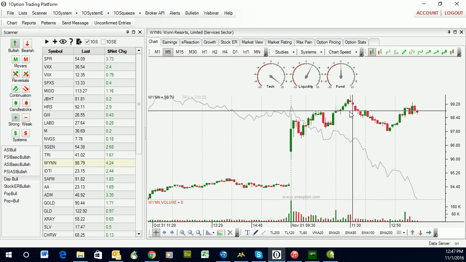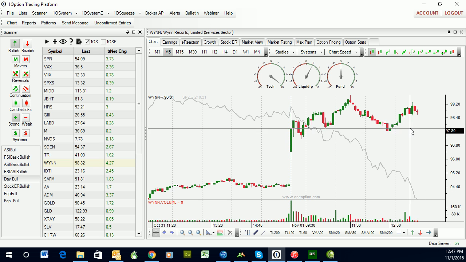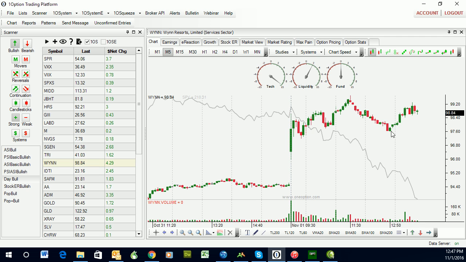And if you get a chance to buy it again right in this level right here, then that'll probably be a very, very nice entry point for a late day possible bounce. And one other reason that we would get out of a trade is if the stock just simply starts to lose its momentum, and that's when you know that it's time to get out and take profits.